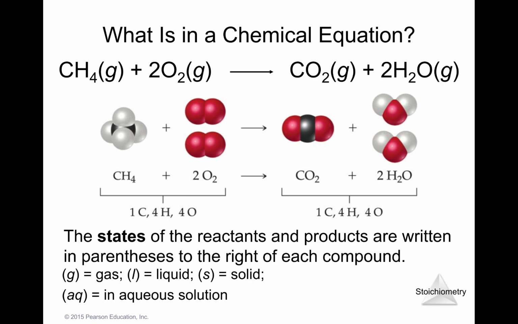Notice also that we have some symbols next to the substances. Those symbols tell us what the state is. So a complete chemical reaction is balanced in terms of the atoms on the left and the right. It also tells you what the states are. And in this case, we see G, which represents a gas. In other reactions, you'll see L for a liquid, S for a solid, and AQ, meaning that something is dissolved in water, an aqueous solution.